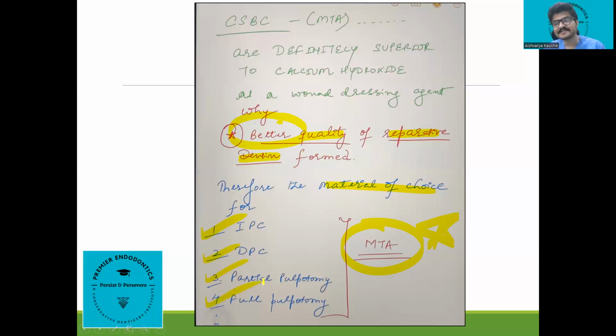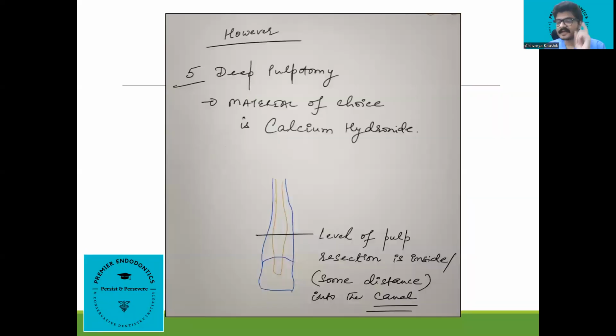But there is one more situation that is left. That is deep pulpotomy. And in deep pulpotomy, the material of choice is calcium hydroxide and not MTA. I repeat again, friends, for deep pulpotomy, the material of choice is calcium hydroxide and not MTA. Now, let us see what is the reason behind it.